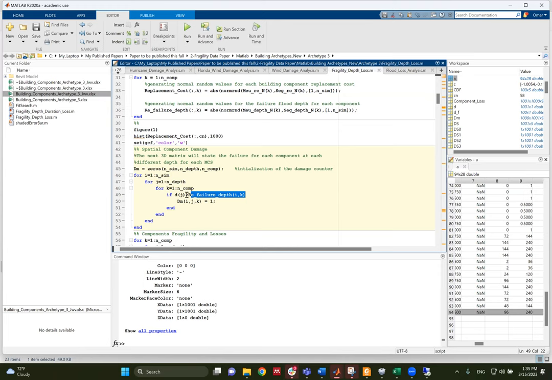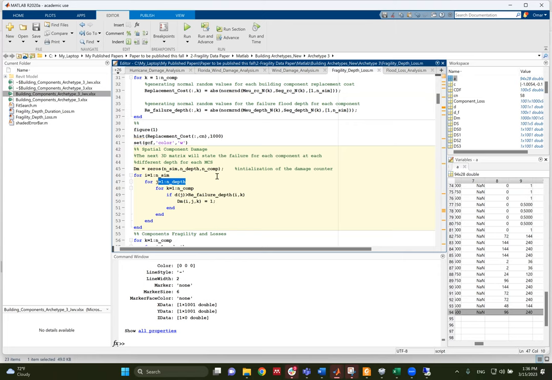So the flood depths, DJ, because I'm testing J as the depths. If the depth is greater than the resistance depth of the component, what will happen? Does it fail or succeed? If the flood depth is more than the resistance, it will fail. So I put number one. I made a vector and I put one.